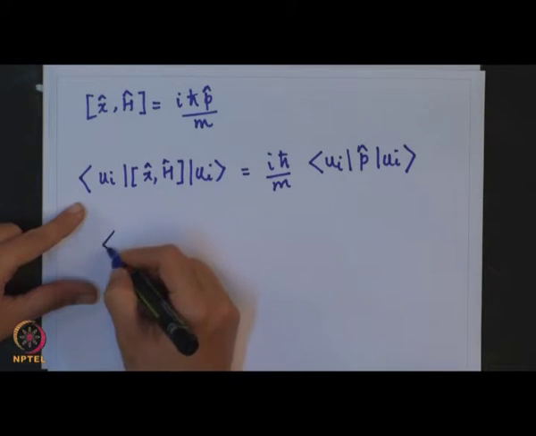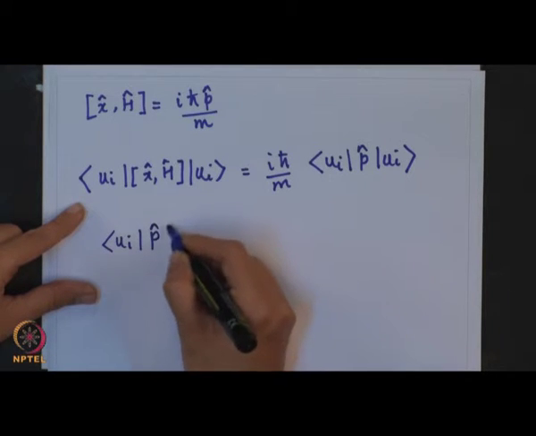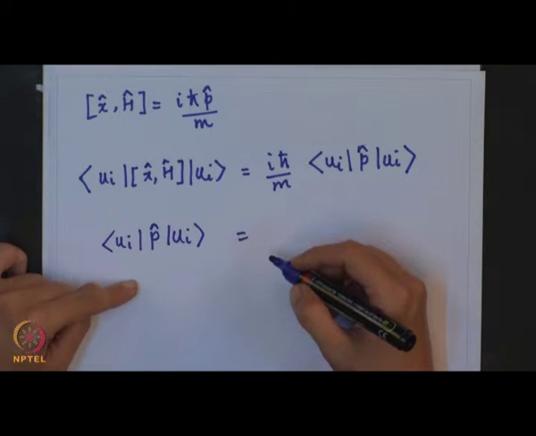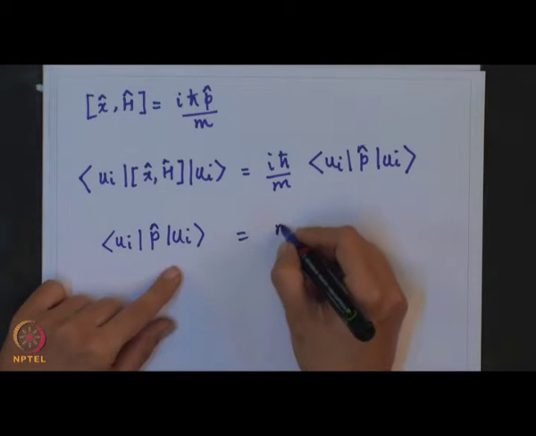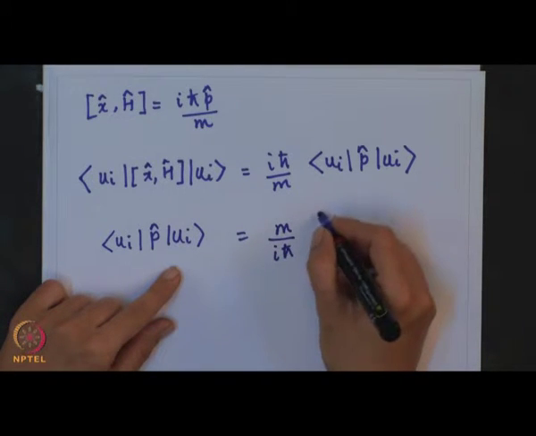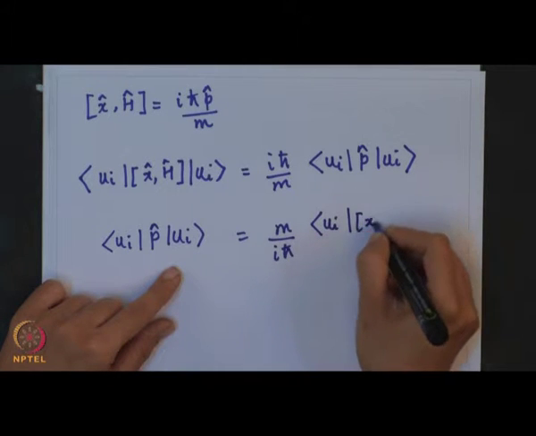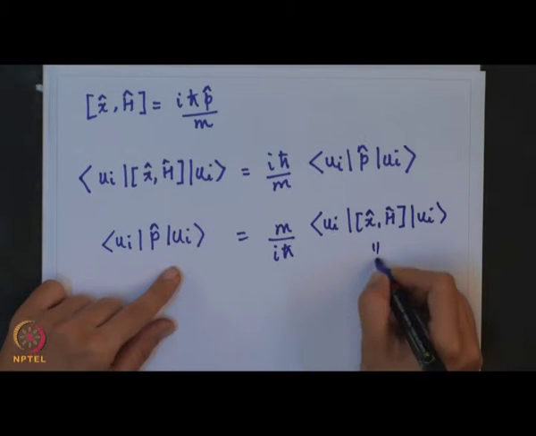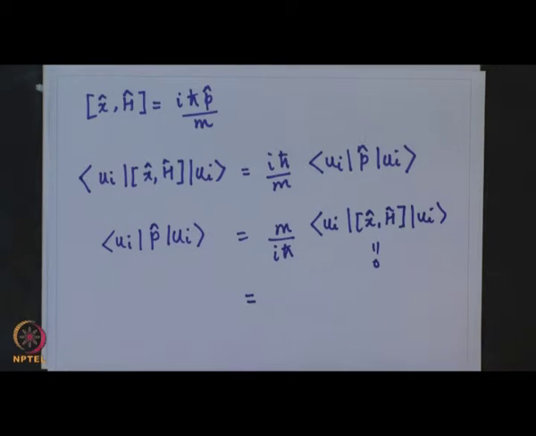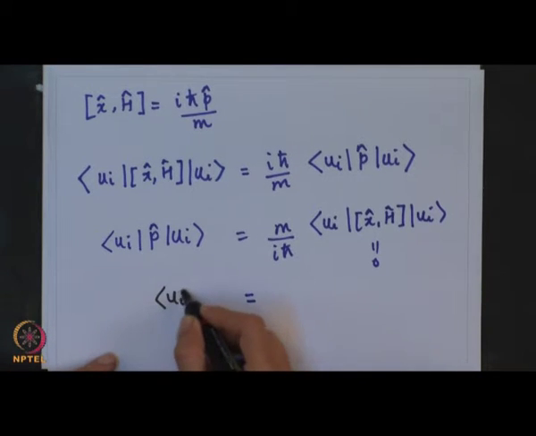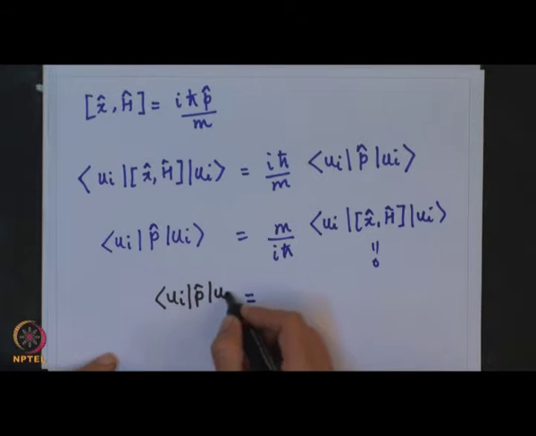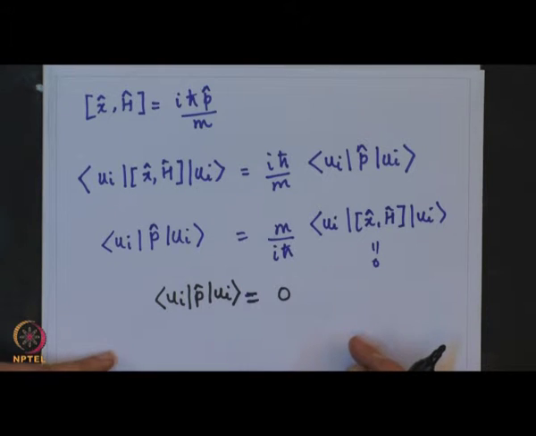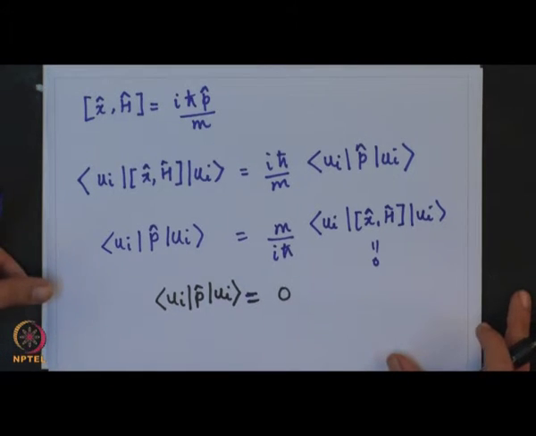So, let me swap this. So, <u_i|p|u_i>, the mean momentum of the state u_i, will be equal to m upon i h cross times <u_i|[x, H]|u_i>, the commutator of x and h. This we know is 0. So, what we obtain in this result is the mean value of the momentum operator is 0. It is very easy to show this.